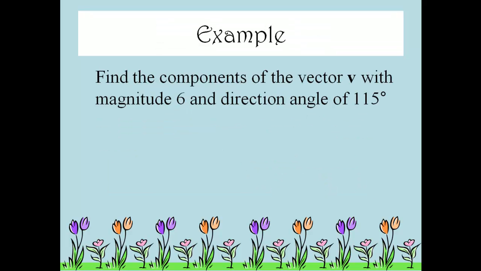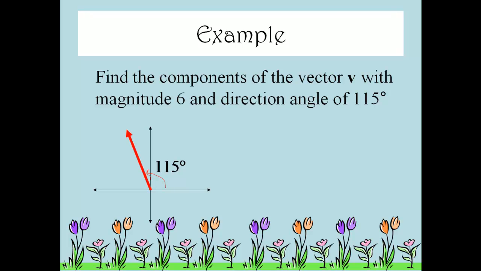So let's do an example. Let's find the components of the vector v with a magnitude of 6 and a direction angle of 115. Well, if you were to draw this, just to see what quadrant the vector would be in, we're going to have something in the second quadrant.